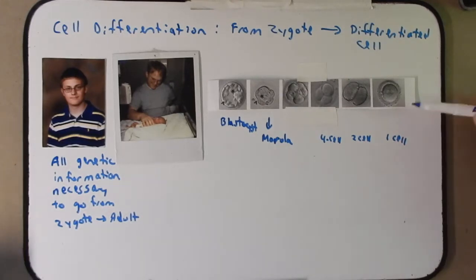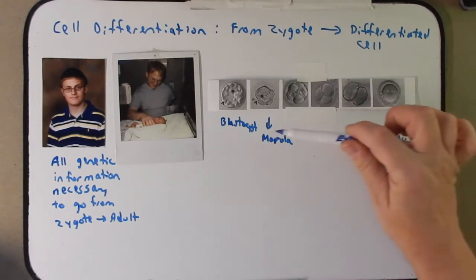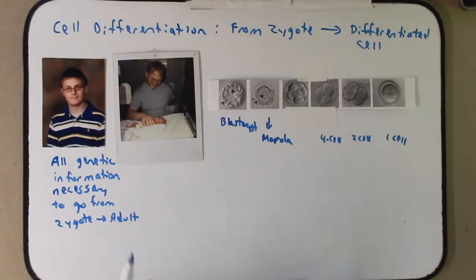So what happens between this 1-cell stage as we move forward through development to form a baby and then ultimately an adult? Well, he thinks he's an adult, so I'll give him that credit.